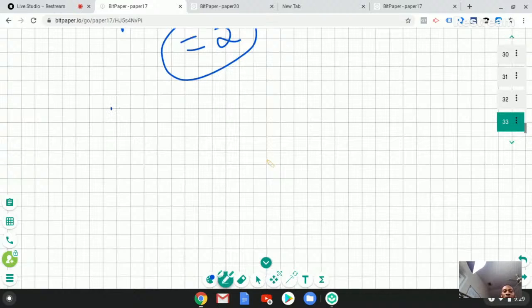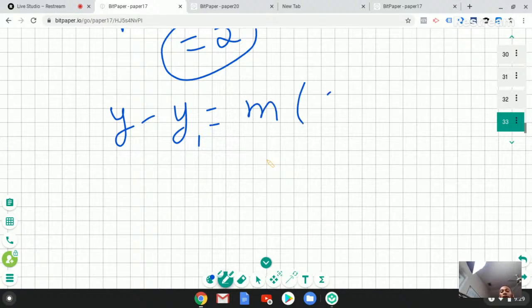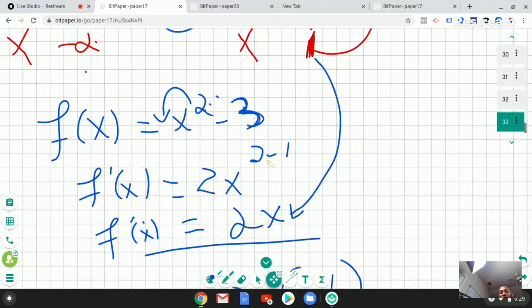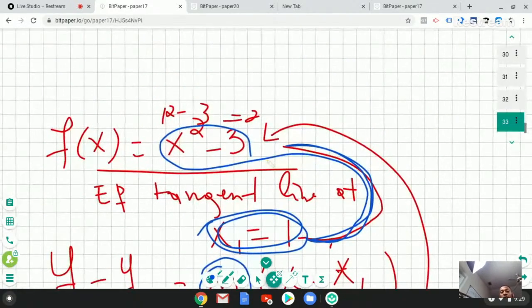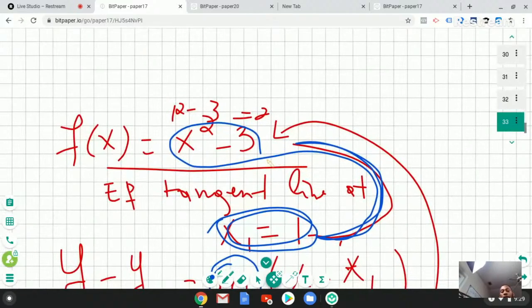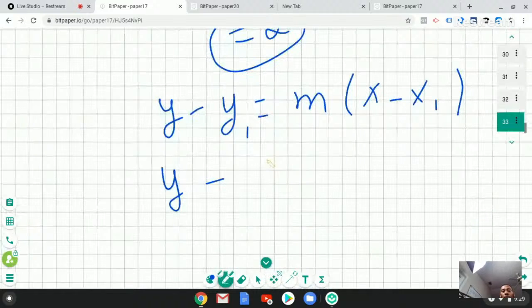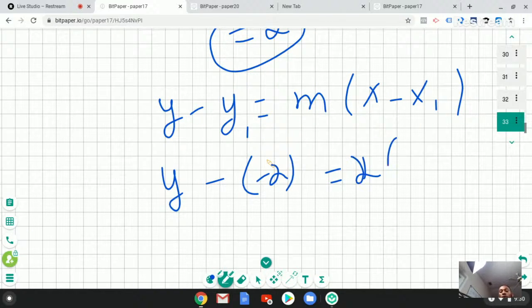So what's the formula? y minus y1 is equal to m times x minus x1. Okay. What was y1? What did I get for y1? When I plug in the 1 inside of the first equation, I get y1 is equal to negative 2, right? So y minus negative 2, let me put that in this way, is equal to m, which is 2, times x minus x1, which is 1.